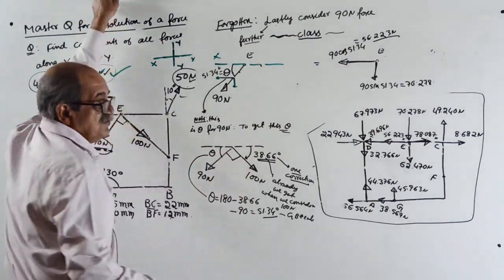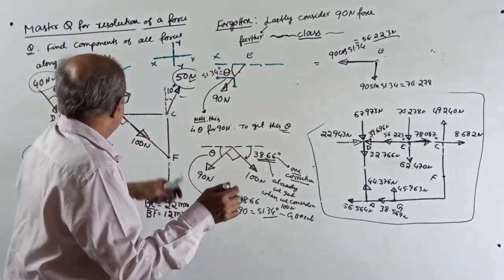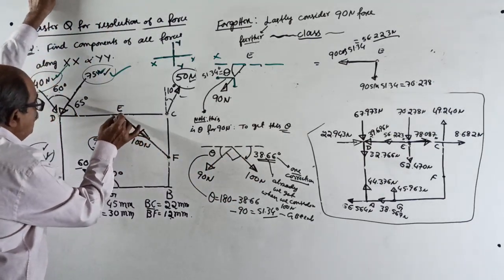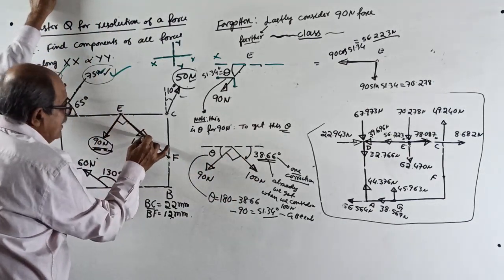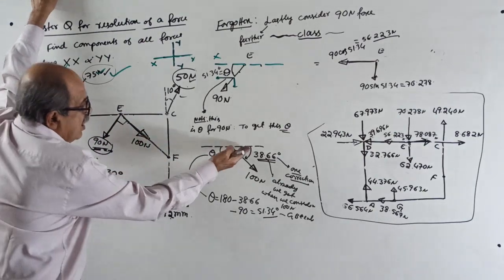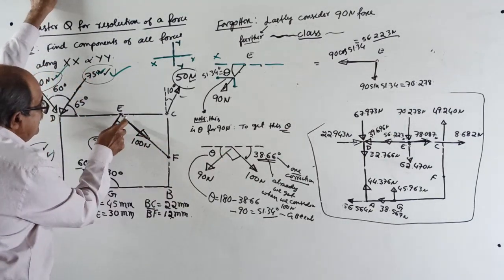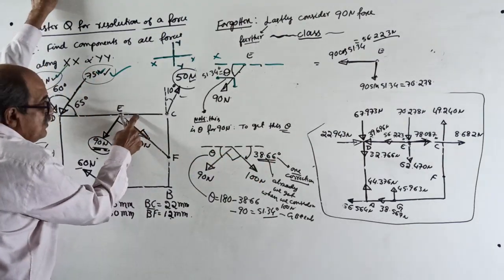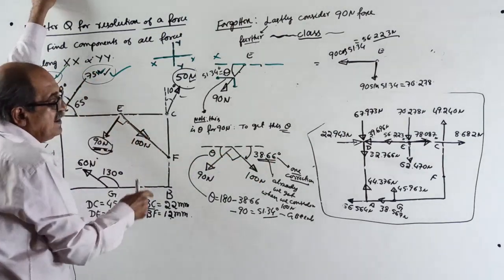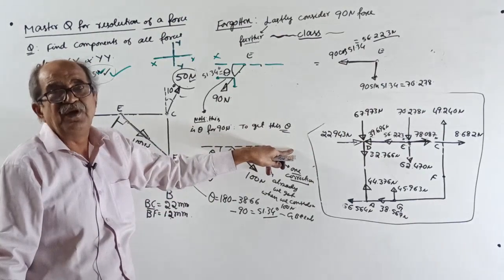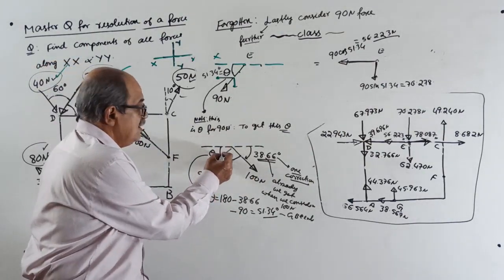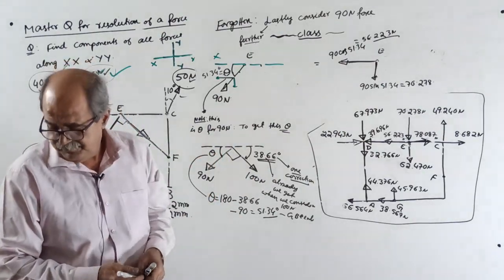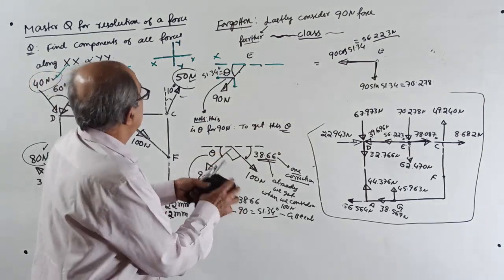See, before that, one more thing. When this force is given perpendicular to this one, I don't have to do all this, because there is a rule. If this line makes 38.66 degrees with the horizontal, the perpendicular will make 90 minus that angle with the horizontal. Directly you can write it also if you have the capacity. Okay, now I will write here.